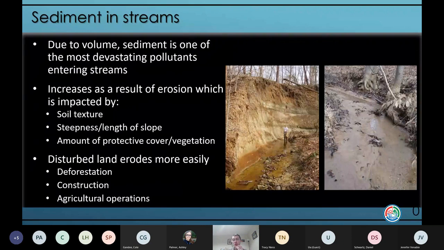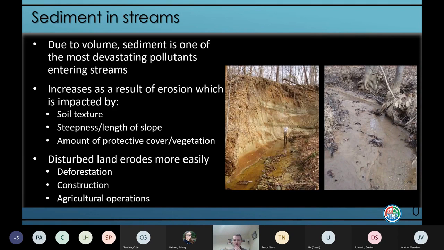This picture again shows sediment in a stream. The picture on the left is the erosion upstream, and the picture on the right shows the fallout from all that sediment downstream, smothering everything. There should be a lot of rocks and pebbles in a stream like that. However, it's been totally filled by sand and finer silts and sediments. That can be caused by deforestation as we cut down trees around our streams. The roots are no longer there to hold the soil intact. Construction as well, we're cutting down the trees and clearing the land, and agricultural operations. So again, cutting down our trees is what's really causing a huge issue for our streams.